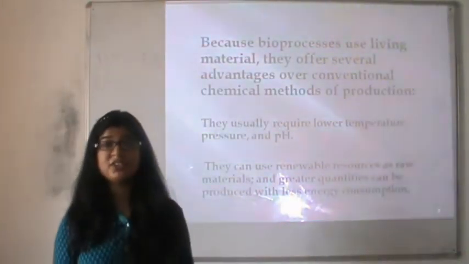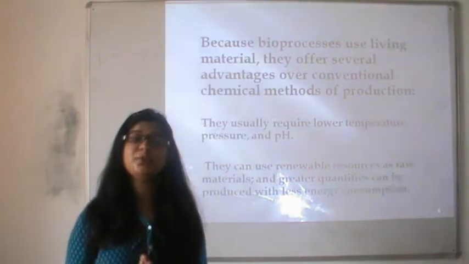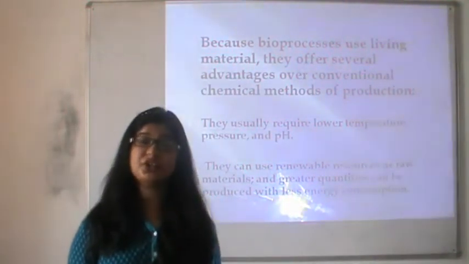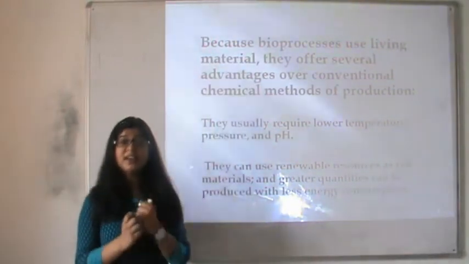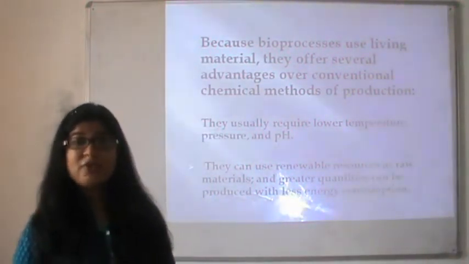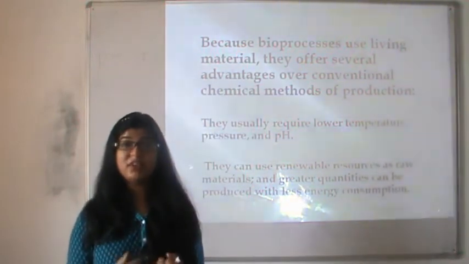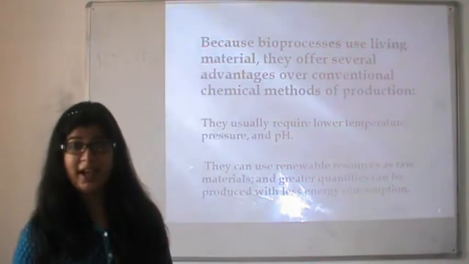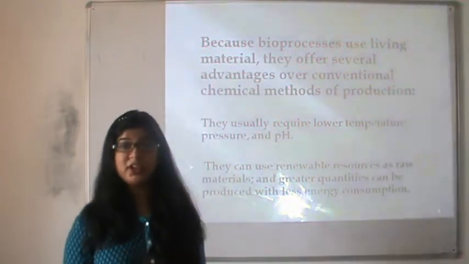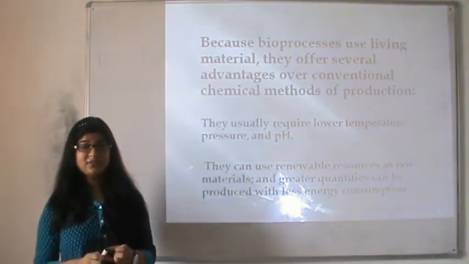There are many industries which produce large quantities of bioproducts with the help of microorganisms, and they all use the principles of bioprocess. Now, why is bioprocess used? Why are living organisms used over traditional chemical methods of production? First, they require less extreme conditions, like low temperature and low pH, which are easier to maintain. Second, they use renewable sources of energy, so they are economic and eco-friendly. Third, larger production can be achieved with less energy consumption, which means it is a cheap process that requires less energy.